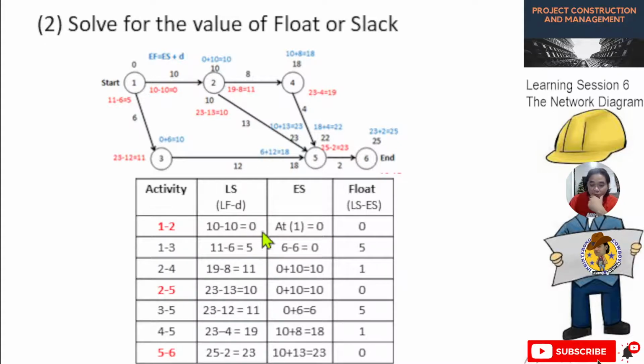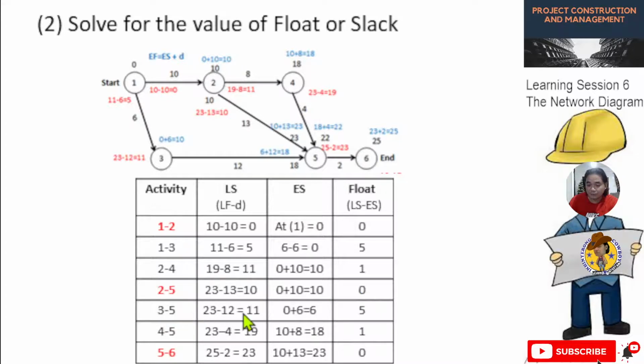Okay, so 0 minus 0, so the float is 0 for activity 1 to 2. Then for activity 1 to 3, we have 5 minus 0. So the float for activity 1 to 3 will be 5. Then for 2 to 4, we have the LS is 11, minus 10, the ES, so 1. This is the float for 2 to 4. Then for 2 to 5, we have LS 10, then ES is 10. So the float is 0.